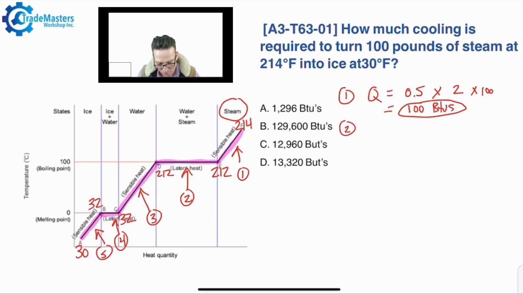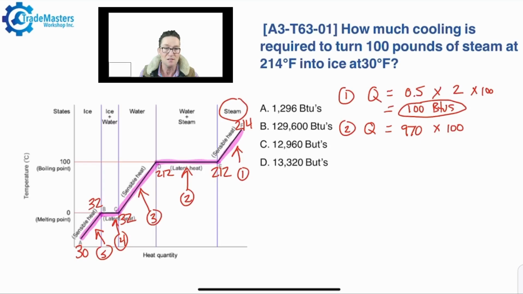In step 2, what we're doing is continuing to remove heat, but in this case, there's no change in temperature. What we do know, though, is that when you remove heat energy from steam, which causes it to condense back to water, you're going to be removing a whopping huge amount of BTUs per pound. If you recall, you're going to be removing about 970 BTUs per pound, right? Times 100 pounds of that actual steam being condensed. So that is a big, big number. 970 BTUs per pound times 100 pounds.